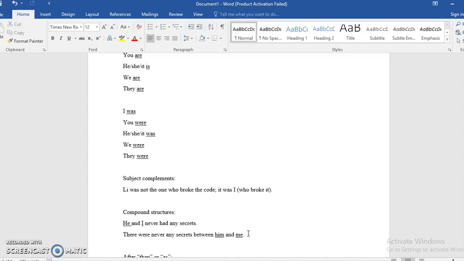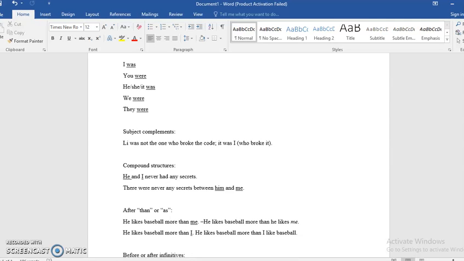Again, we hear that used incorrectly all the time in speech. But again, you can't always trust your ear. Even if it kind of sounds right, you need to think back to the rule. If it's being used as an object in the sentence, you need to use those object pronouns here.